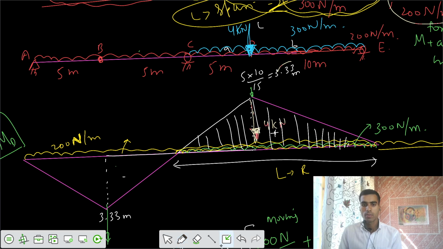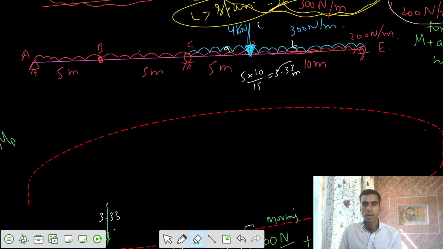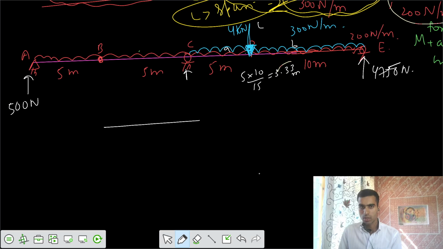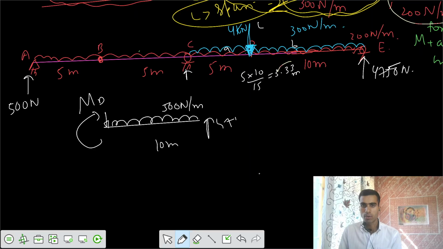Then after that you do one thing. You calculate the reactions and apply the summation of moments about that point D. So once you calculate the reactions, let's say the reaction was 500 Newton. You had some reaction here also, equal to 4750 Newton. I need to calculate the summation of moments at this point. Let's say the moment here is empty, and we have some UDL also, that is 500 Newton per meter for this length of 10 meter, and we have some upward reaction of 4750.